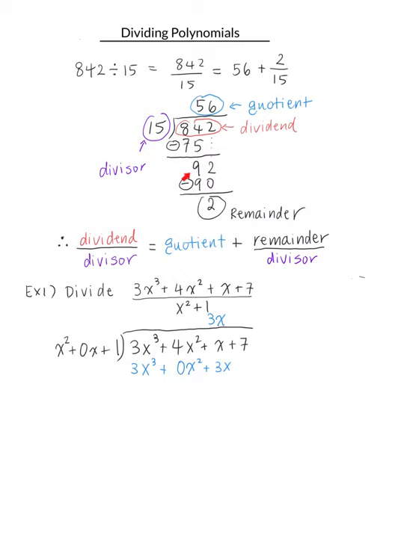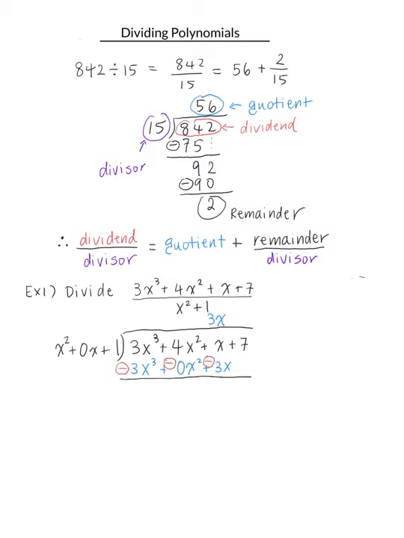So we're going to do exactly the same thing here. So first what we're going to do is draw the line, and then change the sign on the bottom. So if we have a 3x cubed, that's a positive, so you're going to have to change that to a negative. Now this is going to become negative 0x squared. Now next one is going to be negative 3x.